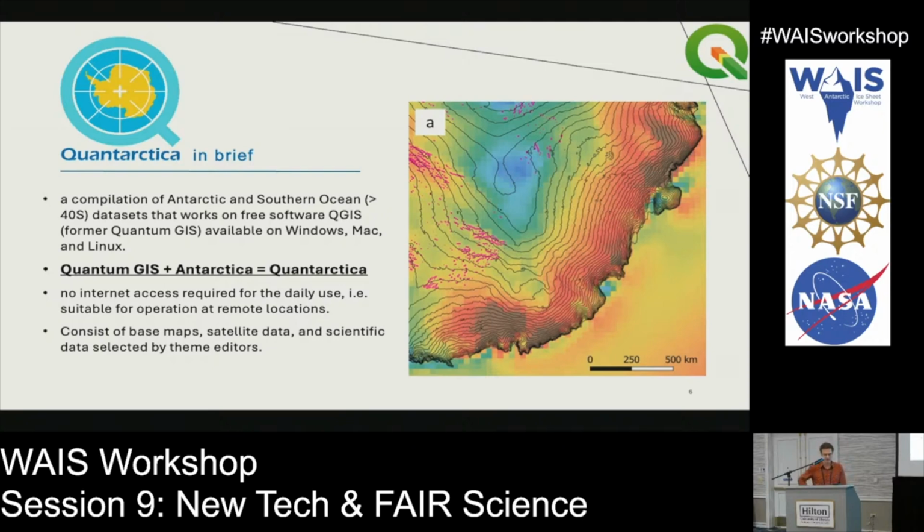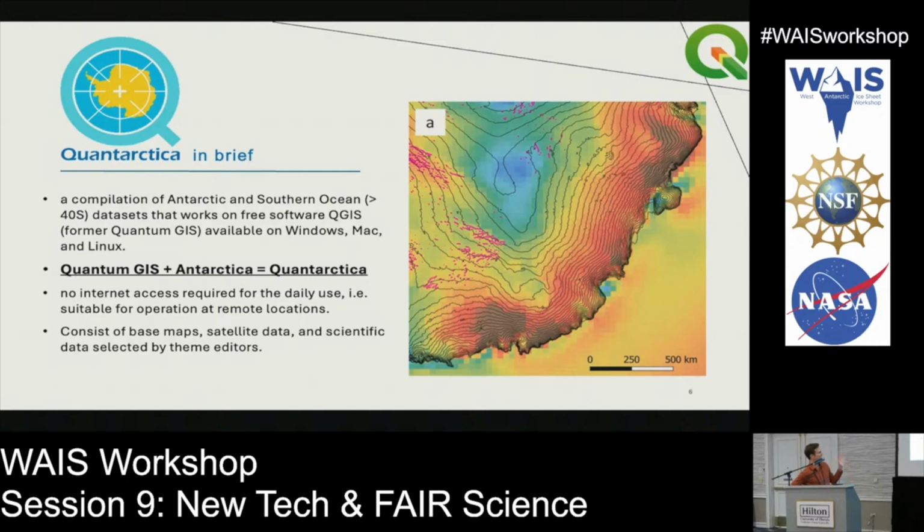For folks that already use this tool, perhaps you'll be familiar with this, but at a high level for folks who are less familiar, it's a compilation of all sorts of different data sets. The acronym is QGIS plus Antarctica, so it's tempting to call it Q Antarctica, but Kenny insists that it's called Quantarctica.